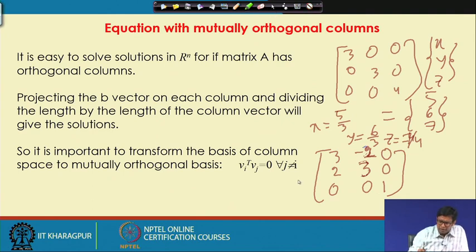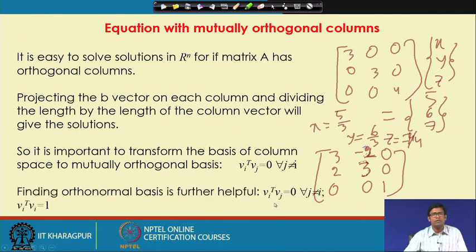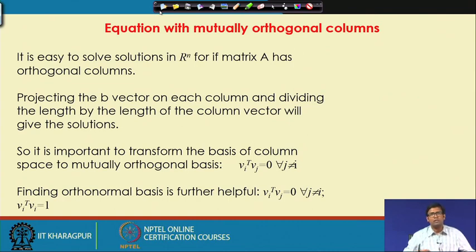The idea of having mutually orthogonal columns is that the transpose of one column vector multiplied with another column vector will give you a 0 if the indices are not equal. There will be a further advantage if we can have an orthonormal basis. That means the columns are perpendicular to each other and the length of each column vector is 1. So, when we are dividing the projected length by the length of the column, if the columns are orthonormal, then the length of each column is equal to 1.